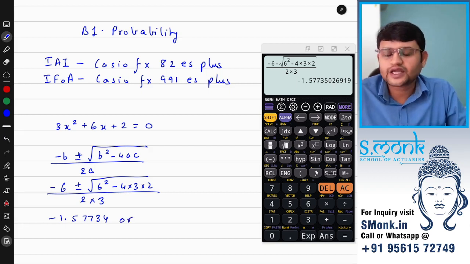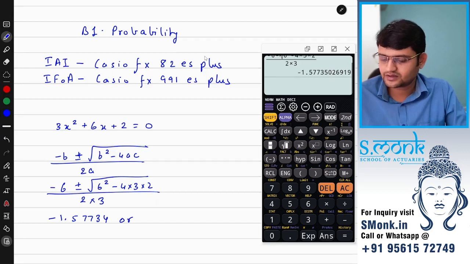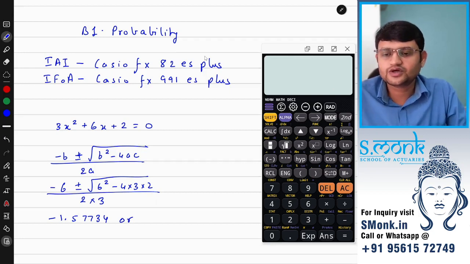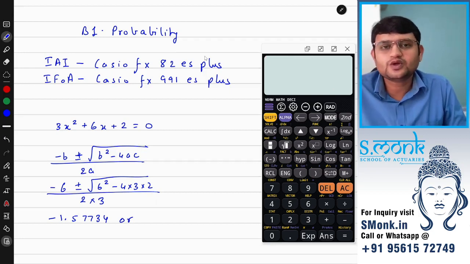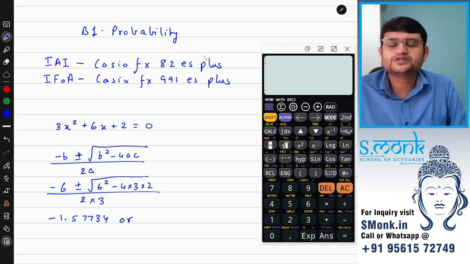Now I want the second root. I want the plus here. So what I can do is edit this equation. If I press AC, I will have nothing here. Do not press the on button because your calculator stores the 10 past equations that you have used.